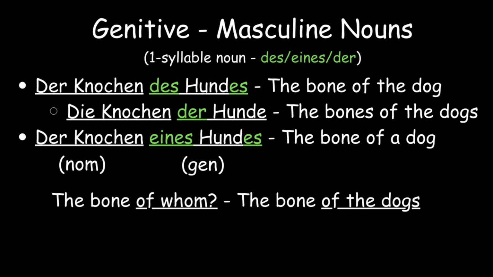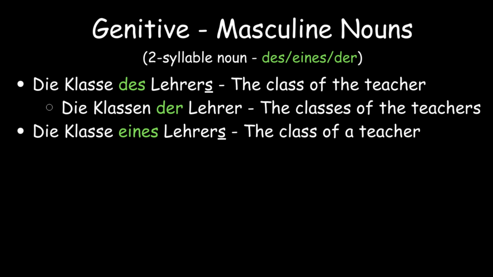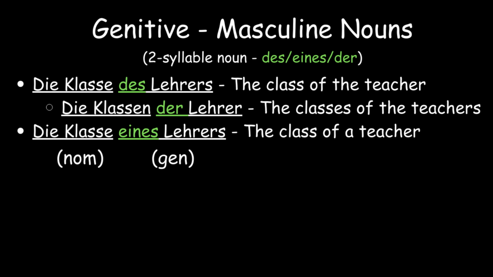By asking the bone of whom, we know it's genitive, and because Hund is a one-syllable noun, it ends in s when singular. Here, we have a two-syllable noun. Die Klasse des Lehrers. Die Klasse eines Lehrers. To pluralize it, change the articles and nouns accordingly. Die Klassen der Lehrer. The first part is nominative, but the second is genitive, making it genitive because of the articles and noun endings. Lehrer is a two-syllable noun, so it ends in s when singular.